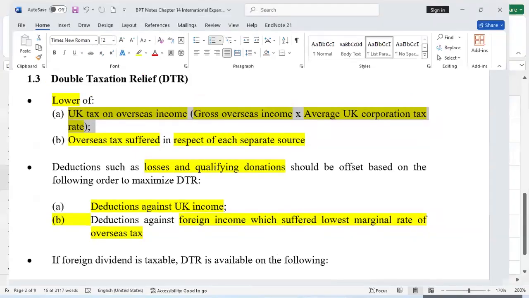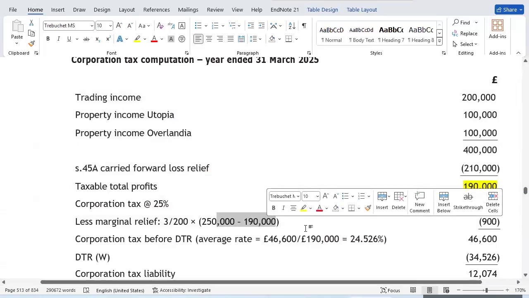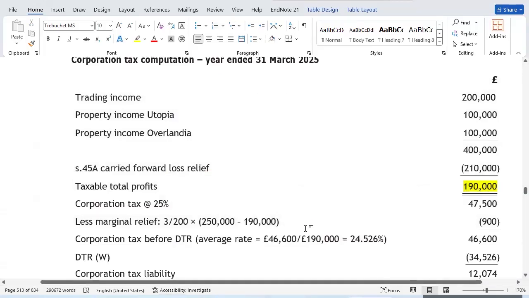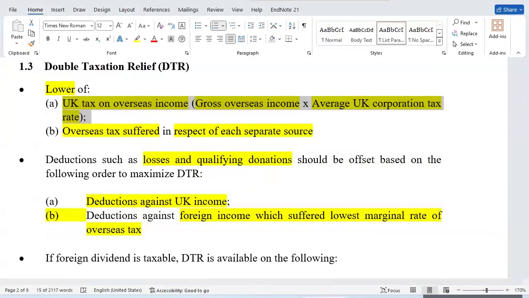The longer one, because we must adjust these components. So I got 46,600 like this, and 1926.5. Okay, now we go here.